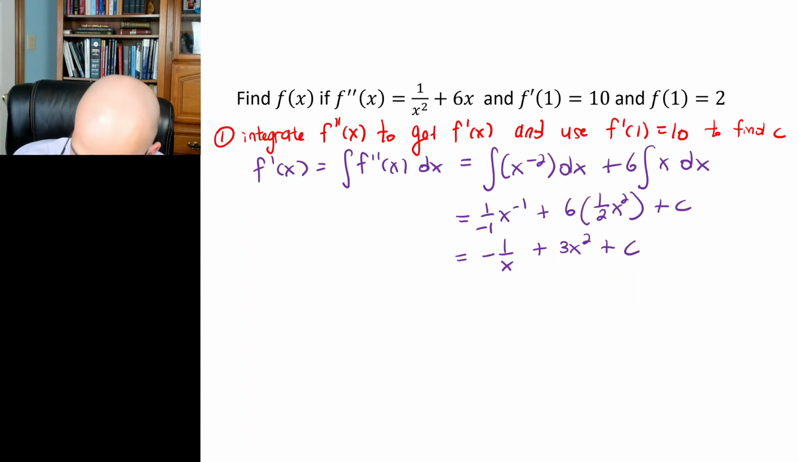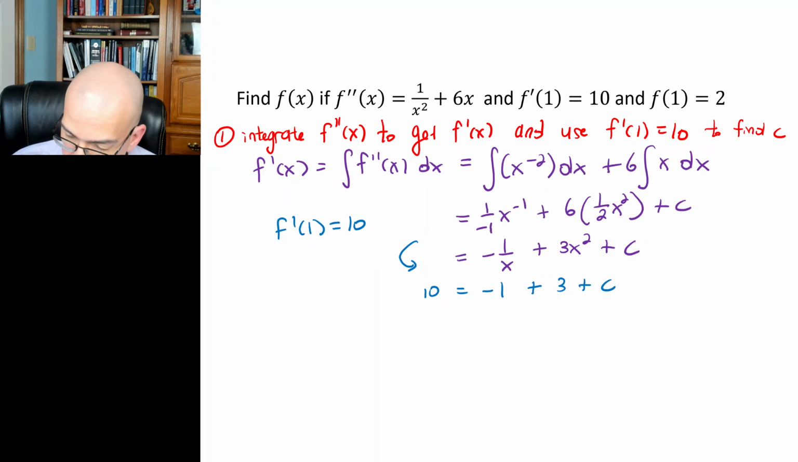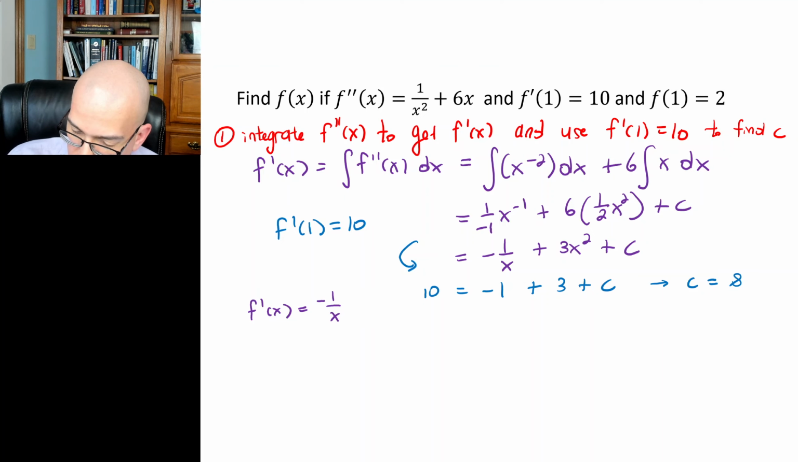Now we're going to use our information. F prime of positive 1 is equal to 10. So we have 10 is equal to -1 plus 3 plus c. So c is equal to 8. So now we have what f prime is. We have that pinned down. It is -1 over x plus 3x squared plus 8.